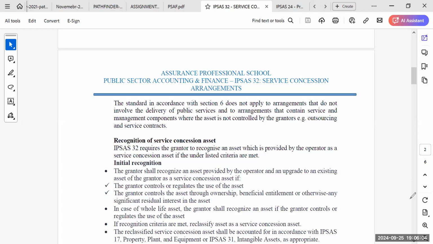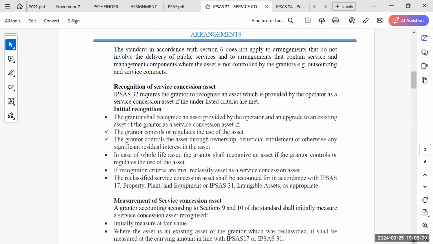If they are using existing assets, the existing assets should initially be recognized at the carrying value. It is an existing asset that they are using. If I'm giving you an asset that has a carrying value of 20,000 now, for you to carry out a service, I will reclassify this asset from PP&E to a service concession asset, with the same amount, 20,000, which is the carrying value.